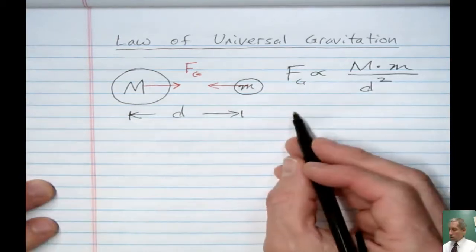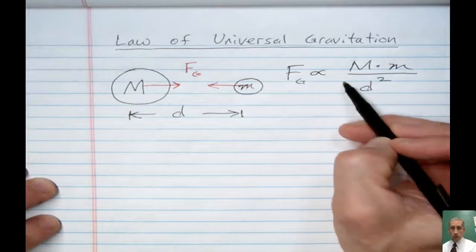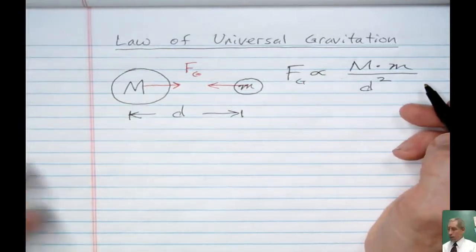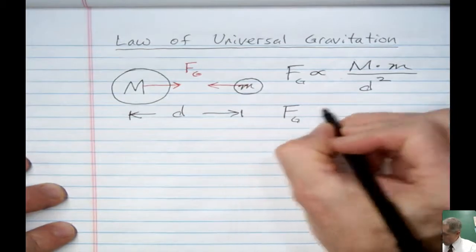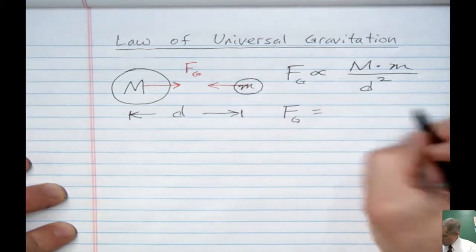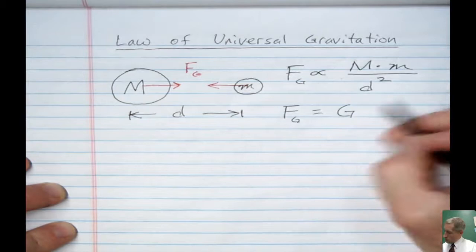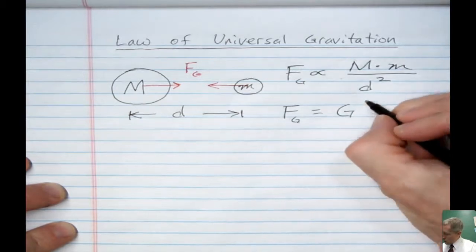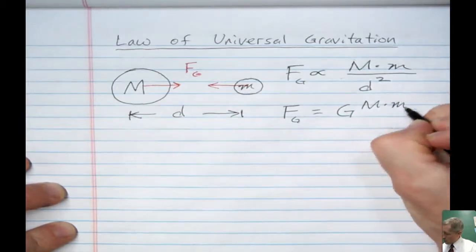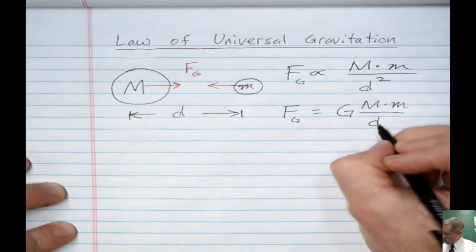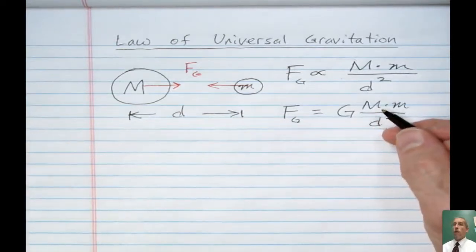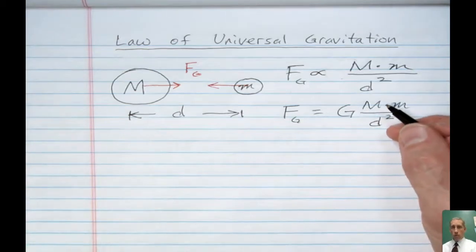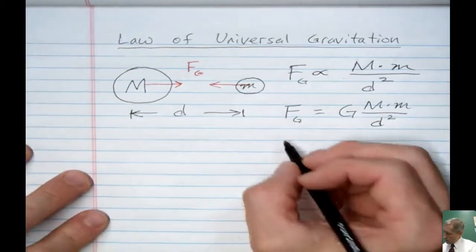Now, to turn this into an equation, we need what's called the proportionality constant. And that was provided by Cavendish years later. And so now we write this as an equation with this proportionality constant we call the universal gravitation constant, big G. You've got to be careful to use big G and not little g, because we've reserved little g for other gravity numbers, and I'll show you the connection here soon.